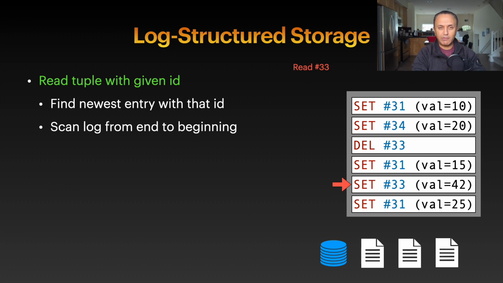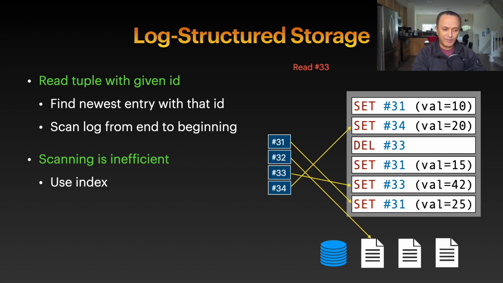We can get around that by adding an index. We may have an index, for example, that has all the tuple IDs and is pointing to the last entry for each of these IDs. If we look here, number 31 is pointing to the last entry that has 31. Every time we add new entries, we need to update the index to point to the last entry for each ID. These entries that it's pointing to may be in memory, or they also may be on disk, depending on how recently they have been updated.